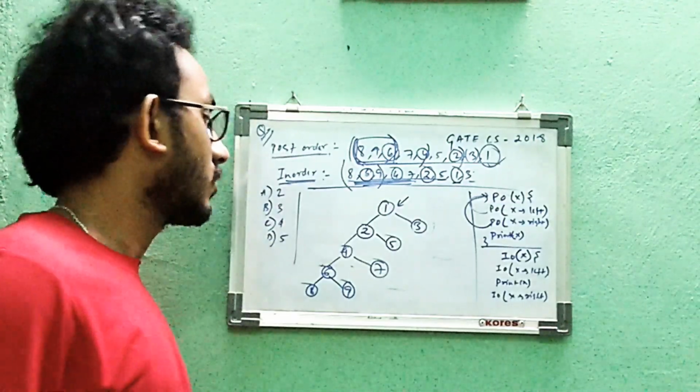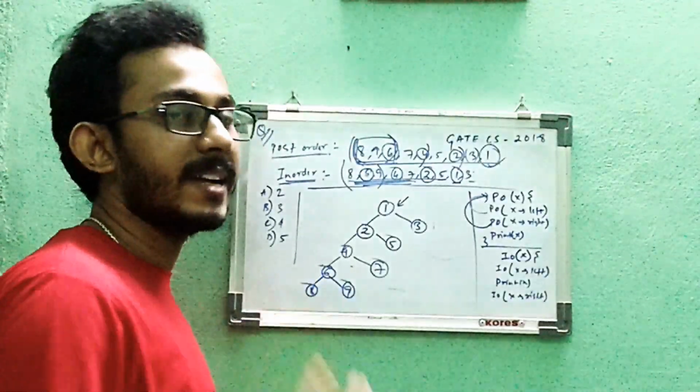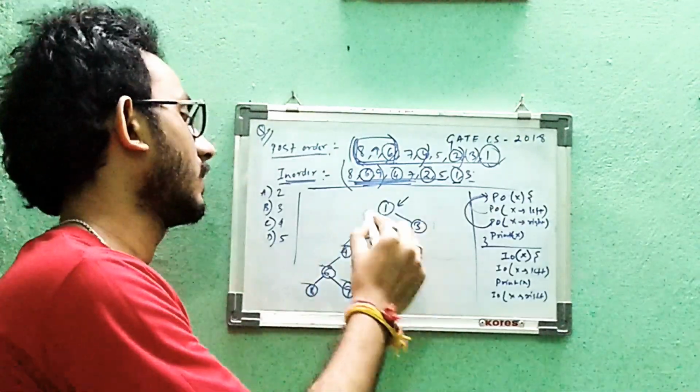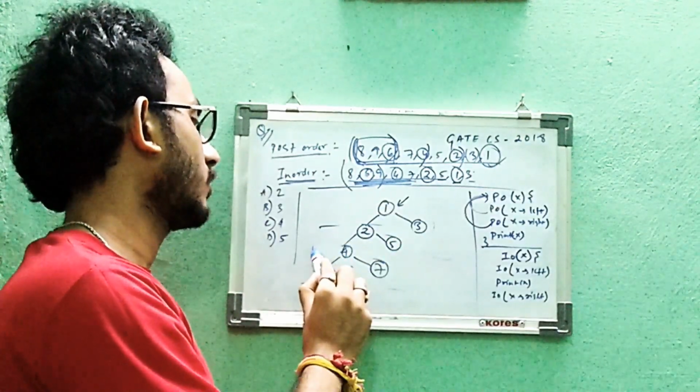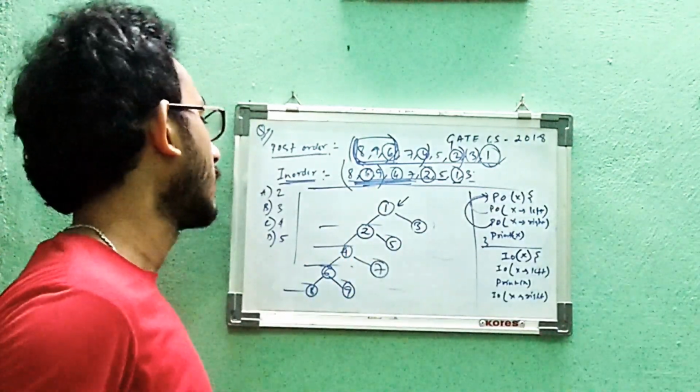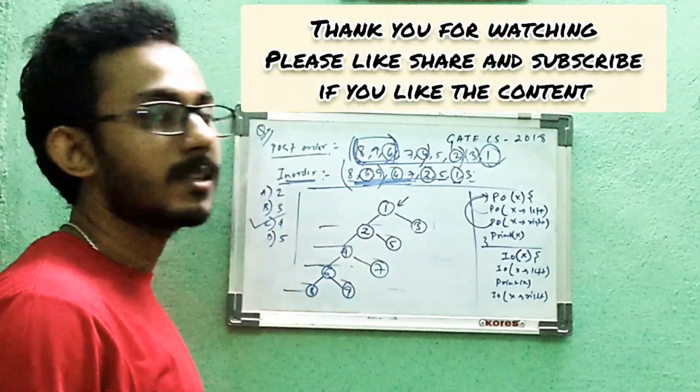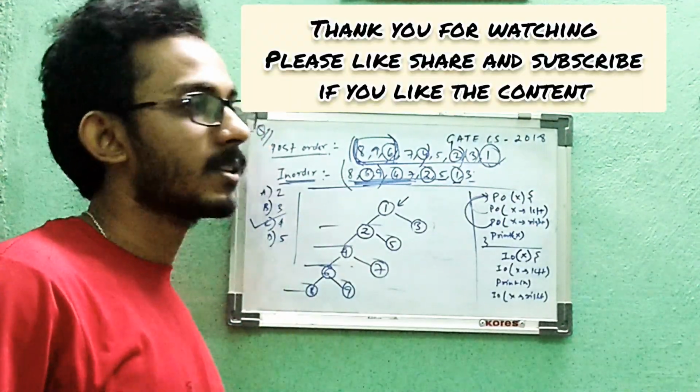Okay. So now we have been asked to find out the height. So what is the height? 1, 2, 3, 4. Height is 4. So answer is C. So your 2 marks is confirmed.